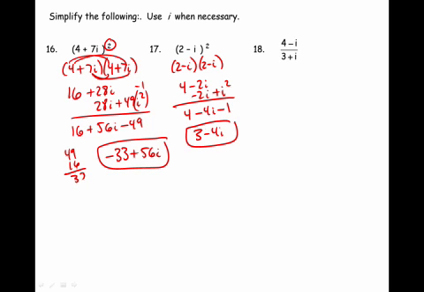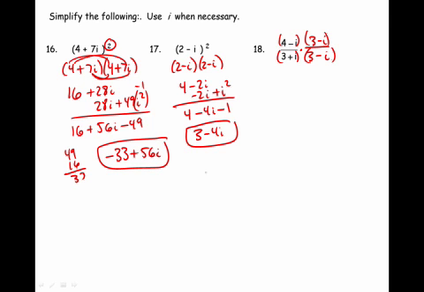Number 18. Now we have i's in the denominator, but what you need to understand is that there's two terms there. That's a binomial. So to rationalize binomials, we need to multiply by the conjugate. The conjugate of 3 plus i is 3 minus i. So I want to multiply the top and the bottom by 3 minus i. Now remember, you're going to have to FOIL.